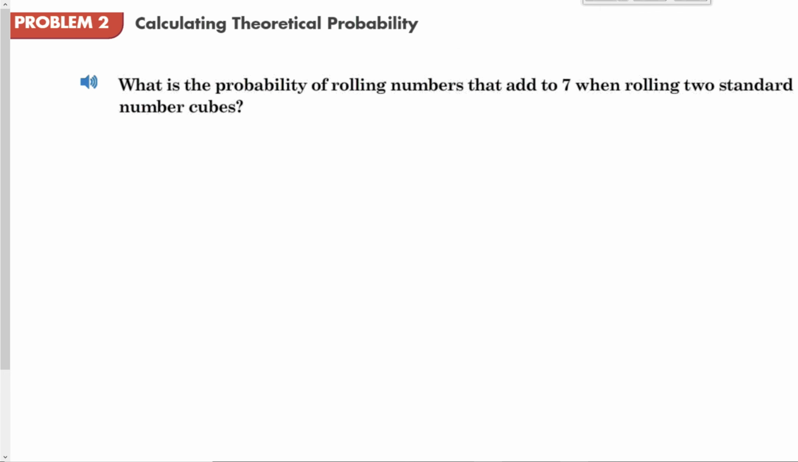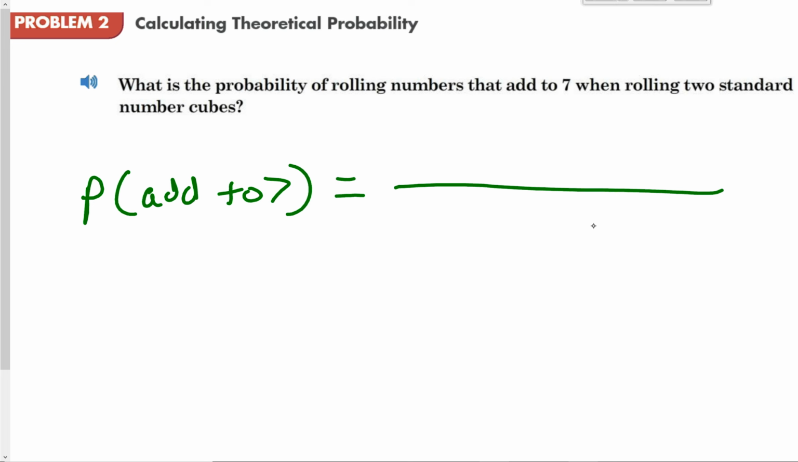All right, so we're calculating theoretical probability. So what's the probability of rolling numbers that add up to 7? My event that's happening is numbers that add to 7. That's what I want on top, right? What adds up to 7? So how many numbers add up to 7 when I roll 2 standard cubes?